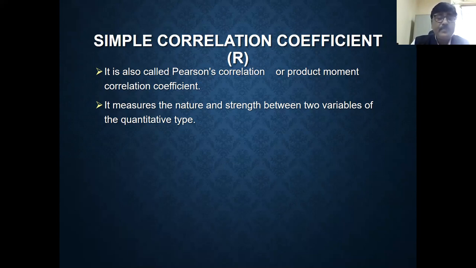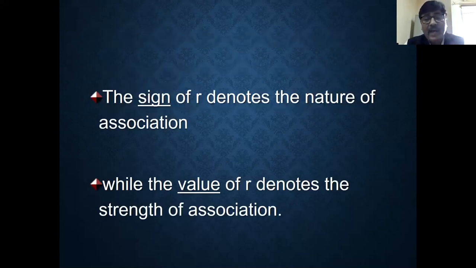So here, the sign of R denotes the nature of the association, whether negative or positive. If there is a positive nature, meaning positive values, both are increasing simultaneously: if age is increasing, blood pressure is increasing. If the sign of the R value is negative, one is increasing and the other is decreasing. The value of R also denotes the strength of association.